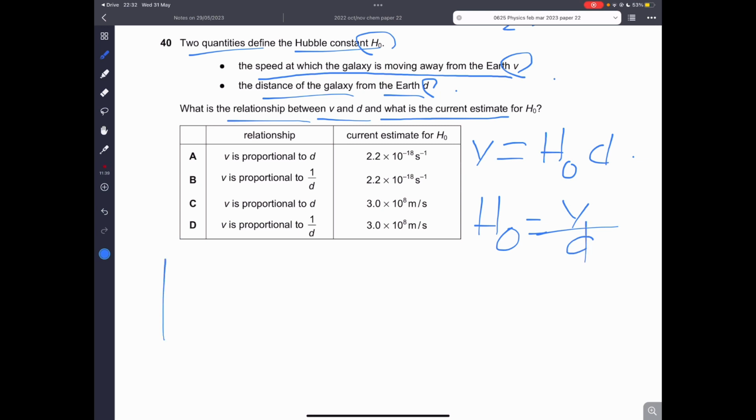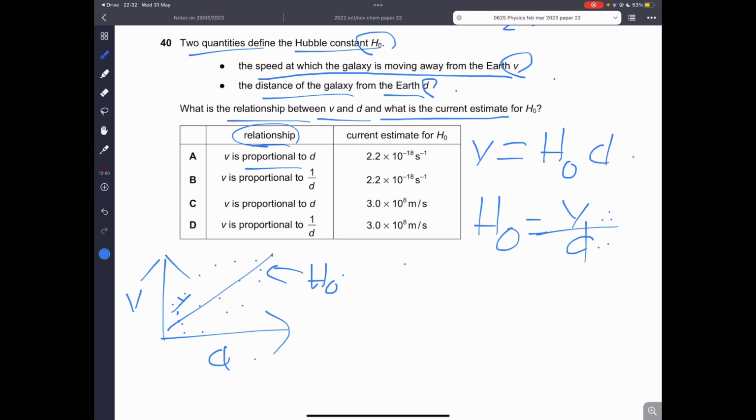So if we draw a graph, it would be speed against distance. And so Hubble basically plotted so many of these points, and his line of best fit gives the Hubble constant. Anyways, so the relationship is that V is directly proportional to D. So H0 is basically a constant value, hence the name. As the distance increases, the speed at which the galaxy is moving away is also increasing. So it is directly proportional.